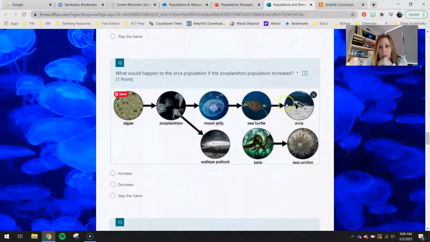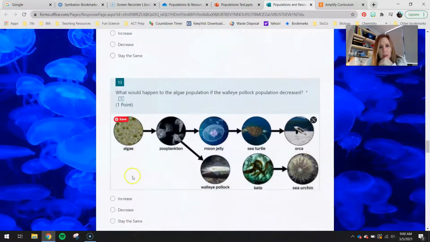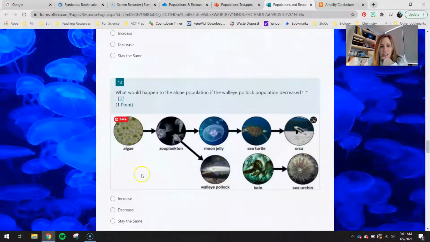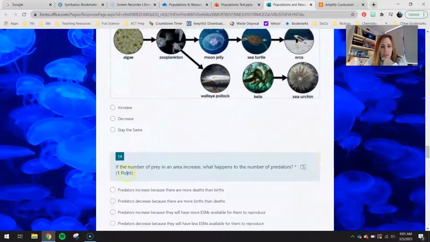What would happen to the orcas if the zooplankton population increased? You're going to either select increase, decrease, or stay the same. What would happen to the algae population right here if the walleye pollock decreased? So you're either going to check increase, decrease, or stay the same.